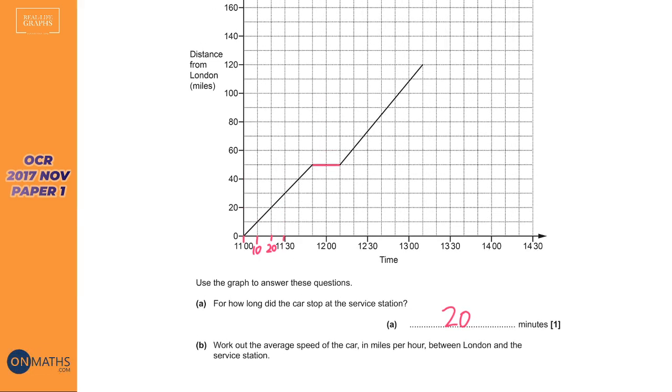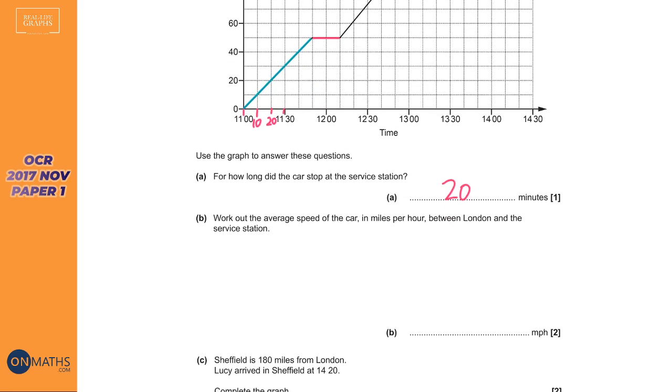Right, the next question asks us for the average speed of the car in miles per hour between London and the service station. So what we're looking at is the average speed here. The time we now know how to work out, because it's going to be 1, 2, 3, 4, 5 squares, which will be 50 minutes. So the time is 50 minutes.